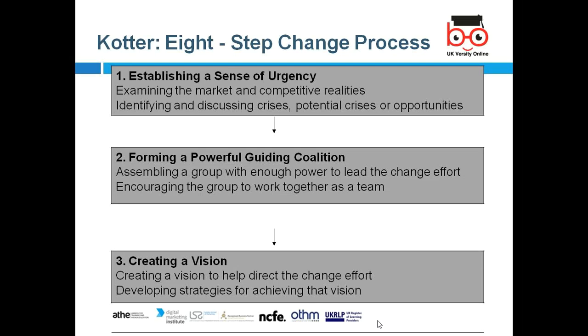So creating a vision, yes, we need to create a vision. Creating a vision to help direct the change efforts and developing strategies for achieving the vision. Any questions?